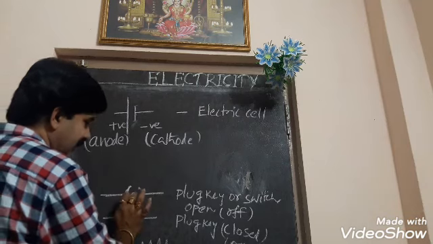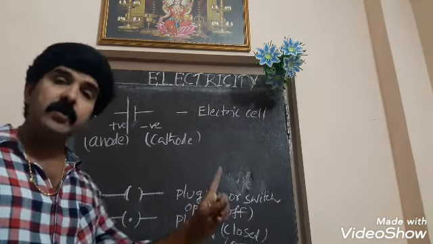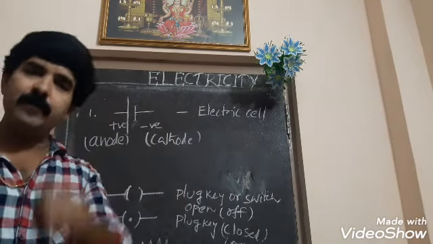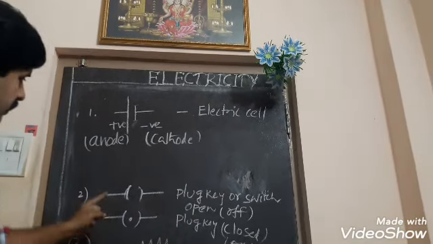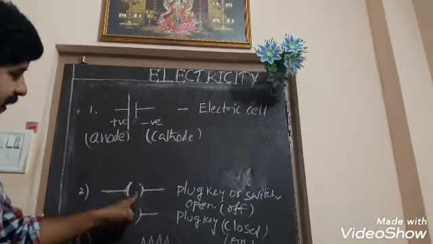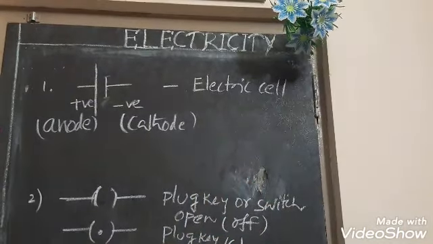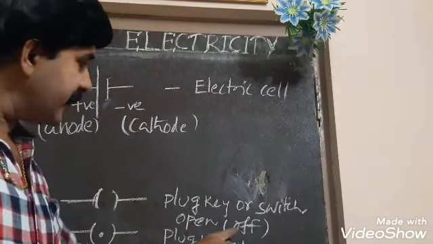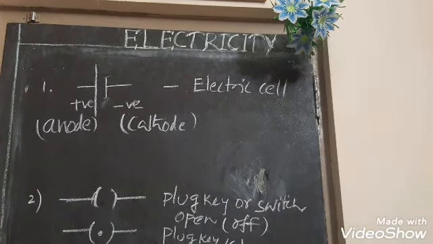If there is nothing inside of these brackets, this indicates the circuit is in off position. The circuit is open. That means there is no flow of current. It is terminated. That means the switch is in off position.